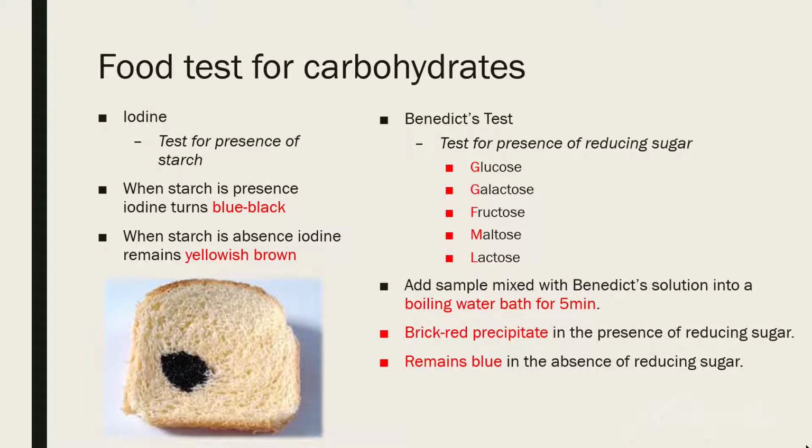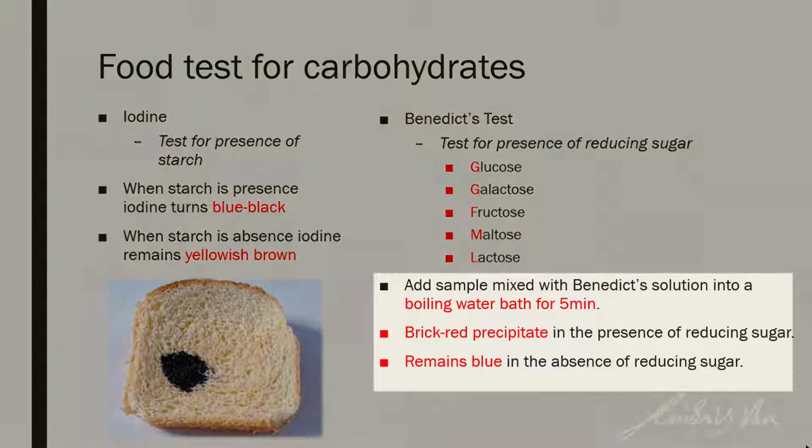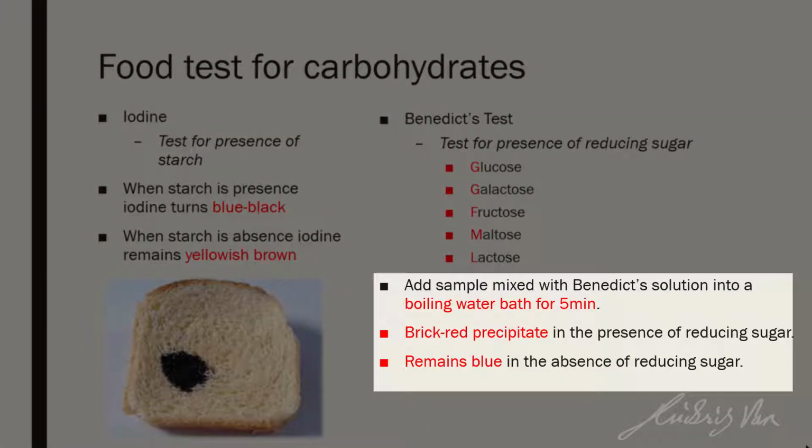And the test is more complicated than iodine test. What you have to do is to add water to the food sample. Then hopefully the sugar will diffuse out. Then you add in Benedict solution and put the whole mixture into a boiling water bath for 5 minutes. It is very important that you remove the mixture after 5 minutes, because if you put it for too long, the result might be different from the actual result.